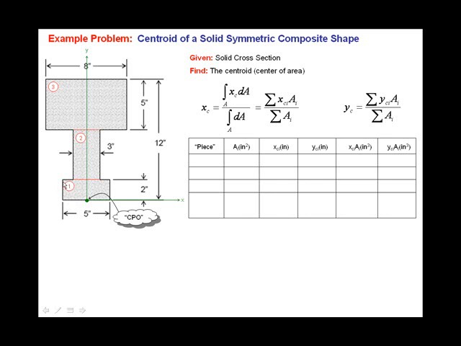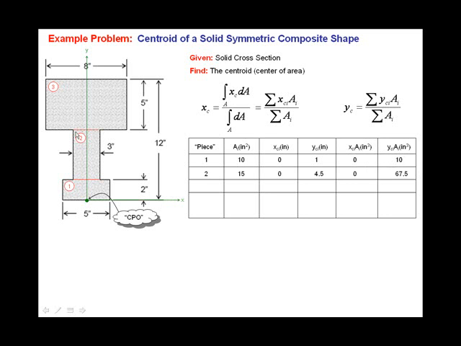Let's consider shape number 1. It's a rectangle, has an area of 5 inches times 2 inches, and its centroid lies right in the middle. So we have a 10 square inch area. The distance along the x-axis to the centroid is 0, and the distance along the y-axis is half of 2 inches, or 1 inch. I'm doing the multiplication out for these two columns.